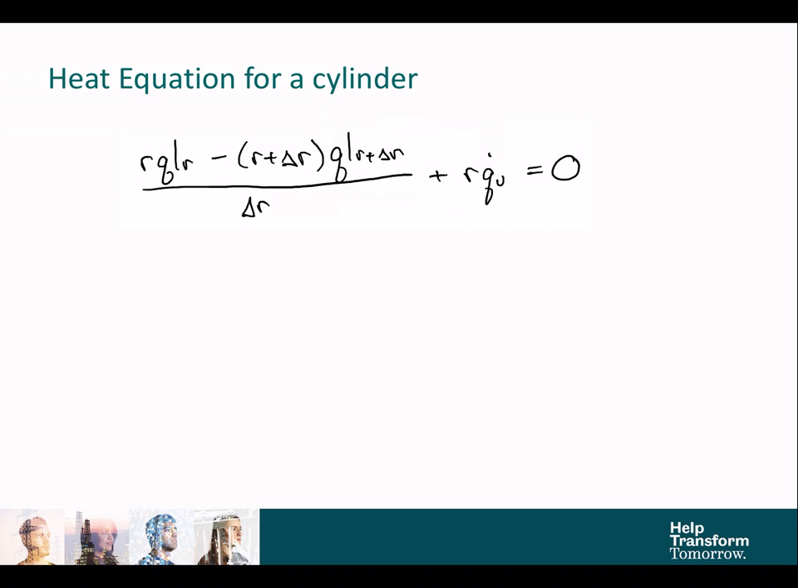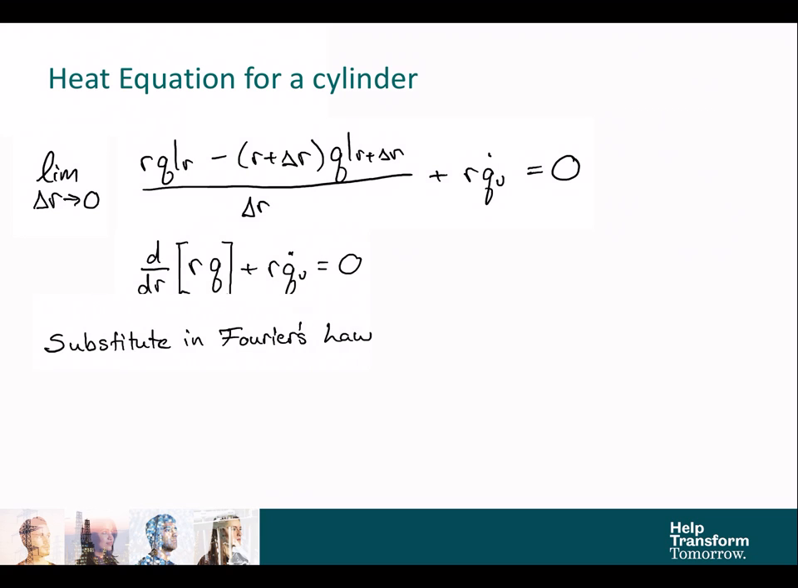And the reason is when you take the limit as delta r approaches 0, what we get is a very tidy derivative of r times q. And you'll notice in this expression we also have an r multiplying the volumetric generation term, whereas for a slab we didn't have anything multiplying that generation term. So this is our heat equation for a cylinder.